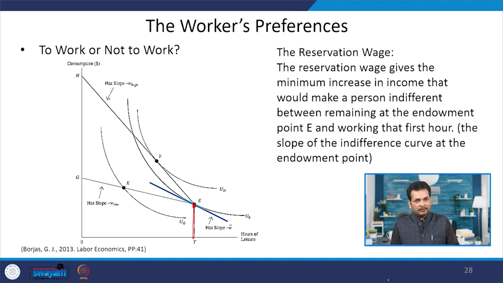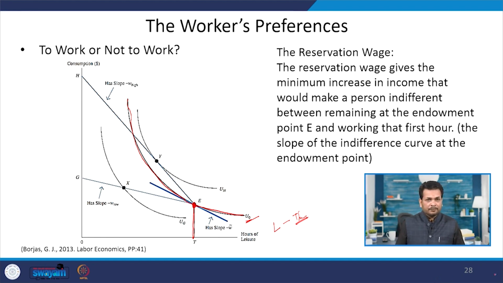At this endowment point, if the worker is not working at all, he enjoys U0 amount of utility. So, the indifference curve for him intersects at this endowment point. So, the worker finds the utility of U0 amount having leisure hours of T hours. So, if he is not working, he also has some amount of utility, that is U0.